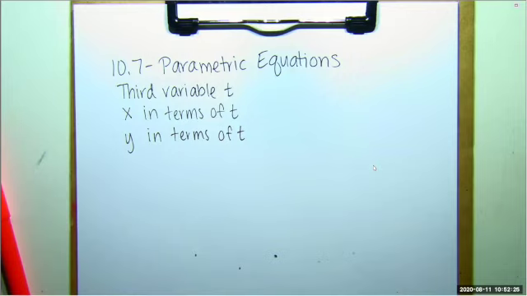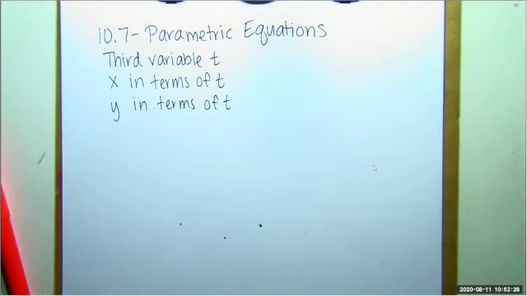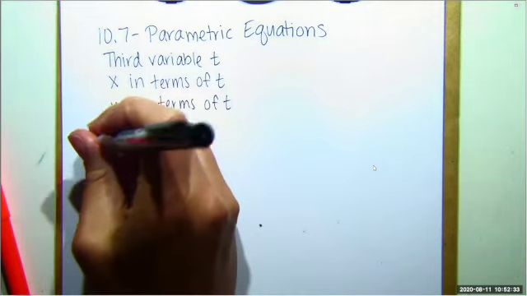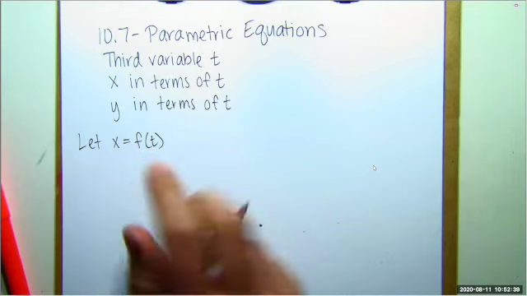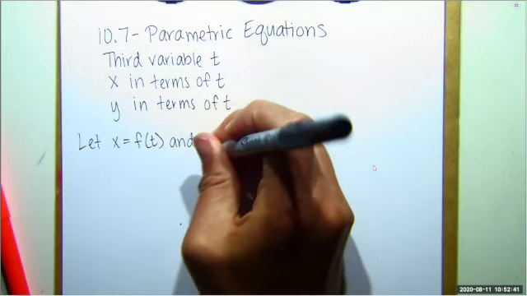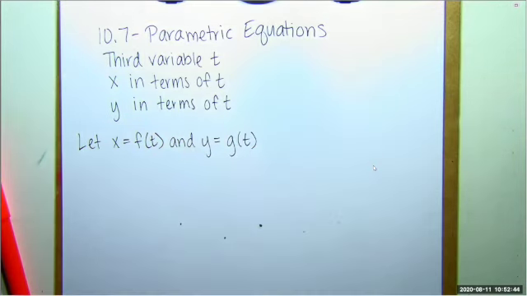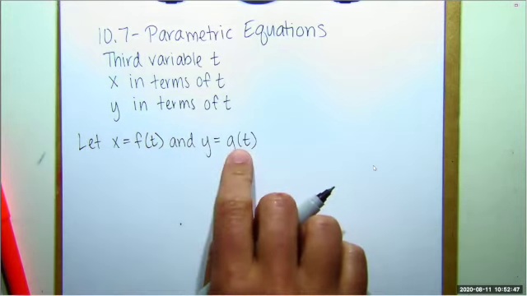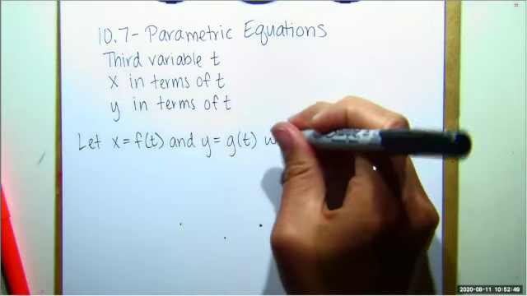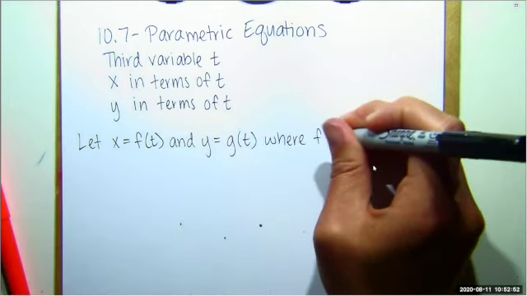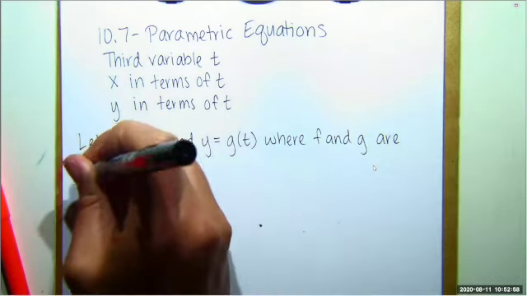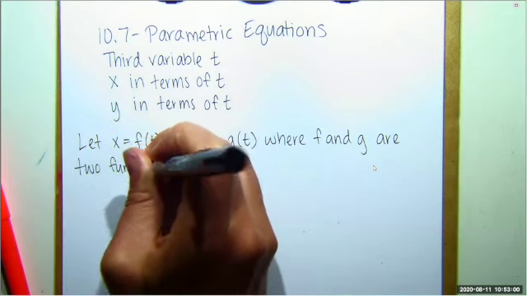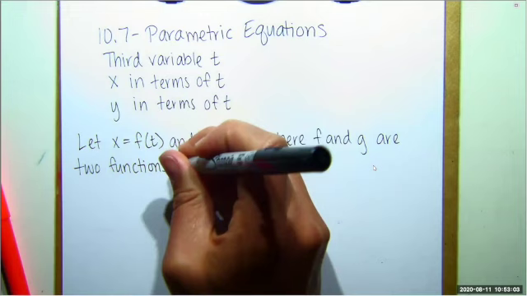Okay, I'm going to write down our formal math definition here with some new terms, and then we'll do some examples and work through this. Let x equal f of t, so x is a function of t, and y equal g of t, so y is a function of t, where f and g are two functions with a common domain.